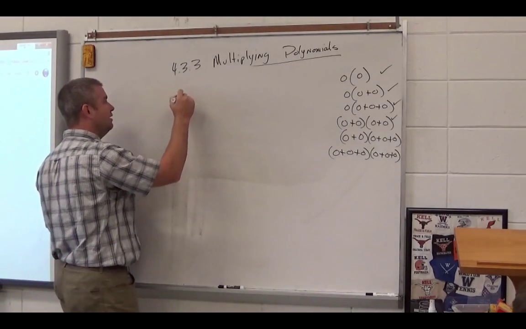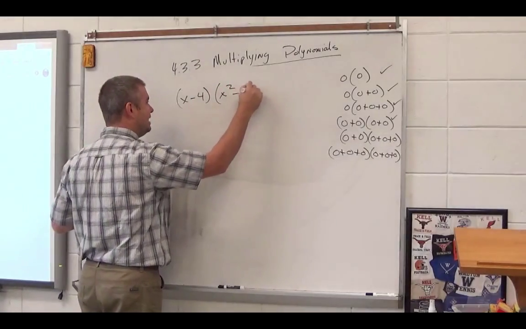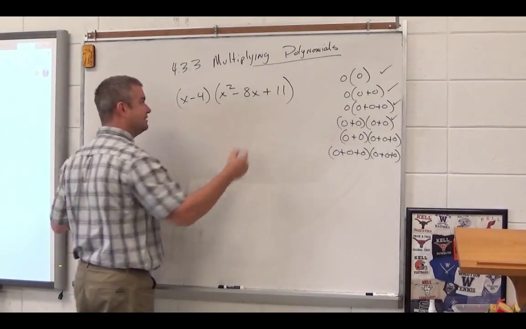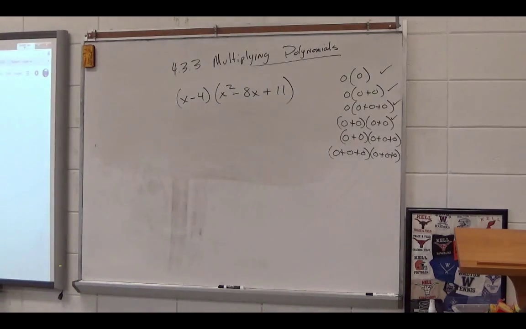All right, here's your example. x minus 4 times x squared minus 8x plus 11. Little bigger numbers for us. We should be able to handle it though. Try this one now at your desk.